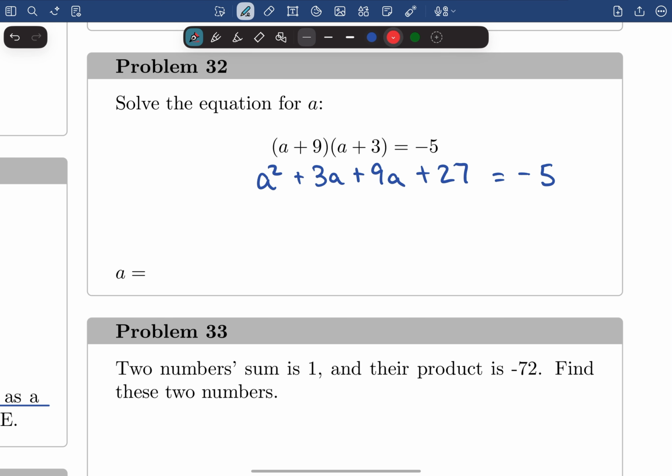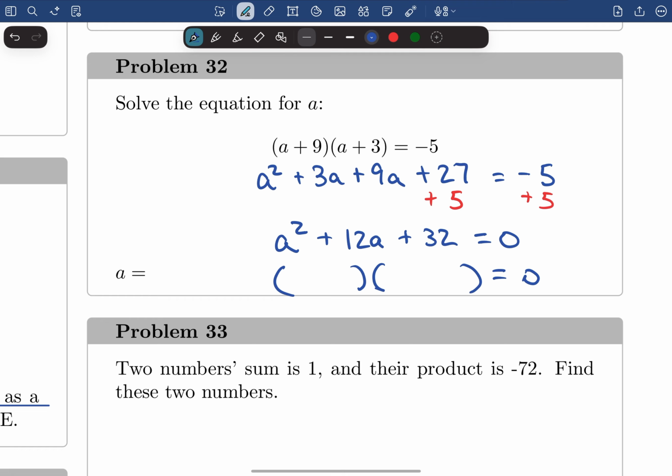Now, I'm going to add 5 from right to left to set this quadratic equation equal to 0. And I'm going to clean it up and combine any like terms. So I have a squared plus 12a plus 32 equals 0. And now I'm going to attempt to factor it. So I'm going to create the two binomials and put a at the beginning. A is the variable. We're calling it a instead of x. It's just like x, but it's a.